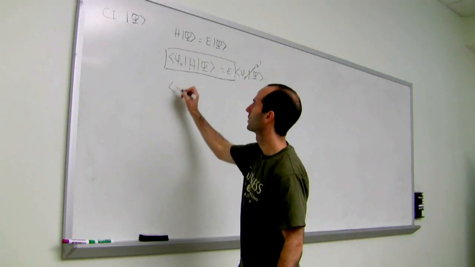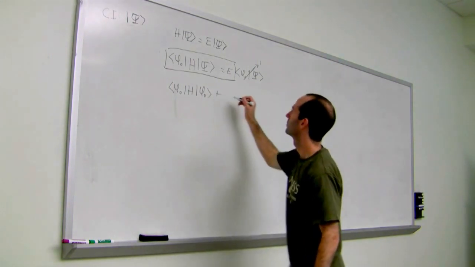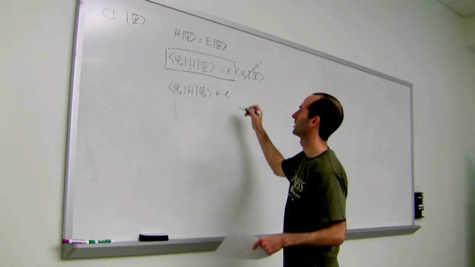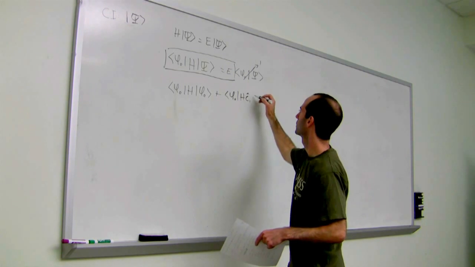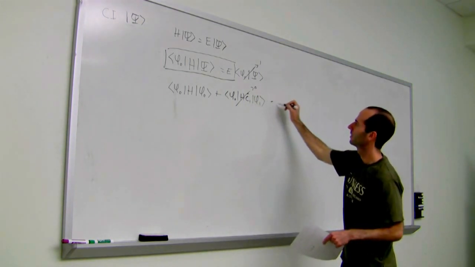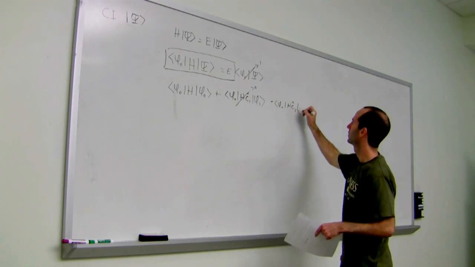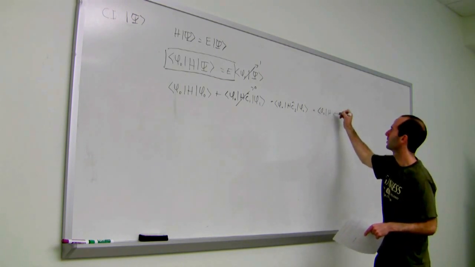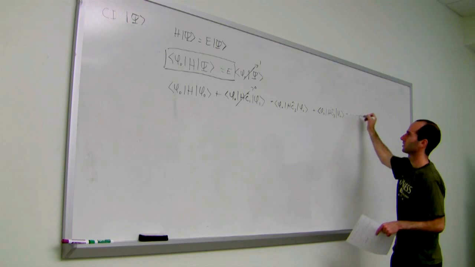I'll expand this just for pedagogical reasons. So this looks like psi 0 H psi 0, plus psi 0 H times the singly excited functions, which is 0 by Brillouin's theorem, plus psi 0 H C2 psi 0, so we have doubly excited functions, plus psi 0 H triply excited functions, because we're talking about full CI now, not just CISD, plus higher excitations.